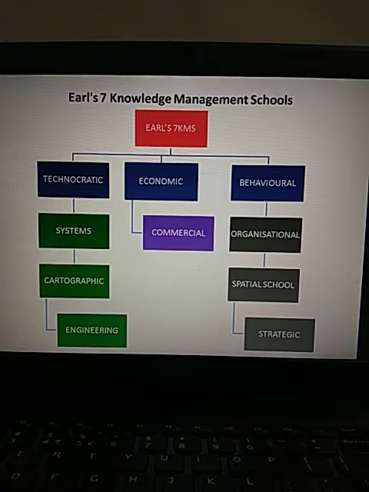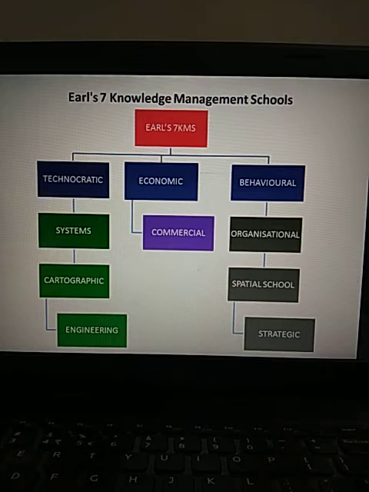Now we discuss, under the technocratic, the systems and the cartographic and engineering types. Technocratic is nothing but, as you know very well, the advancements in technology, I mean to say information technology. So under the technocratic schools, the more focus would be on the usage of information systems. Under the systems school, the knowledge will be codified into databases and resourceful at the time of need, and focus will be on the codification as well as the storage and retrieval from the system rather than direct face-to-face transfer.